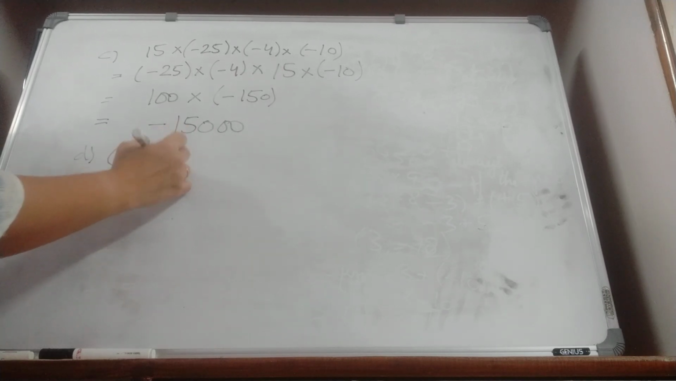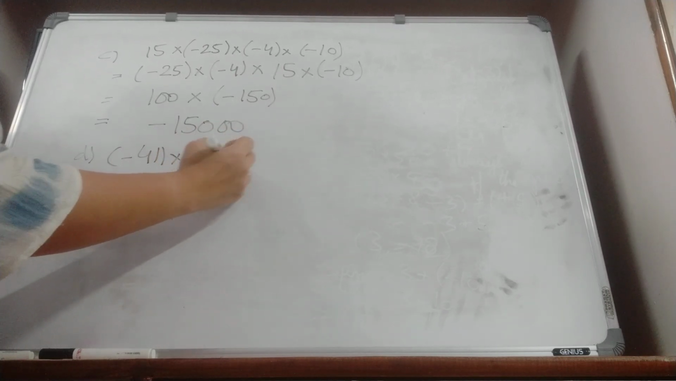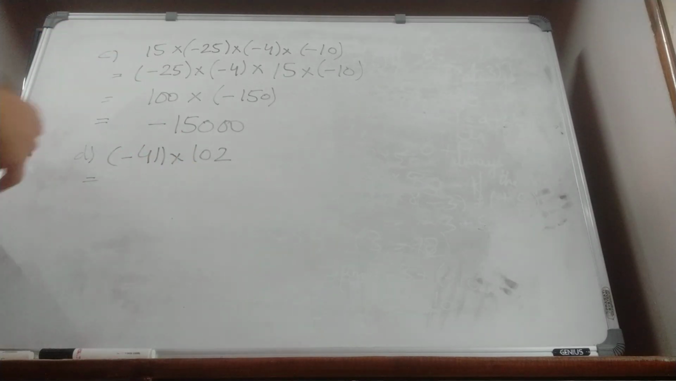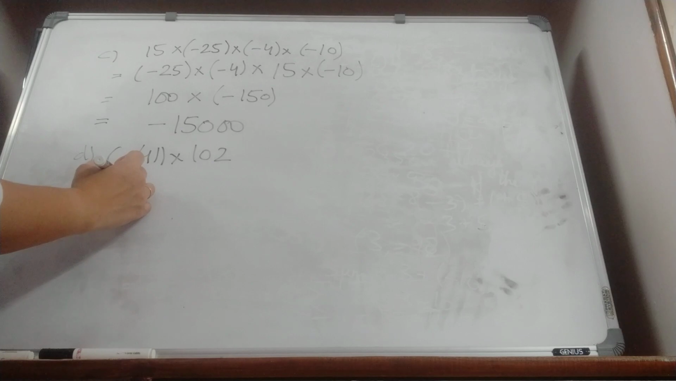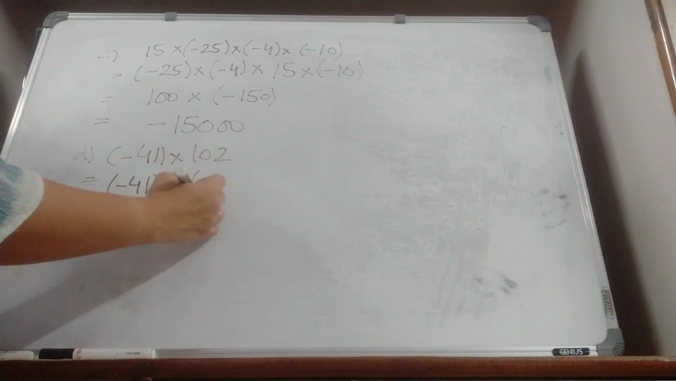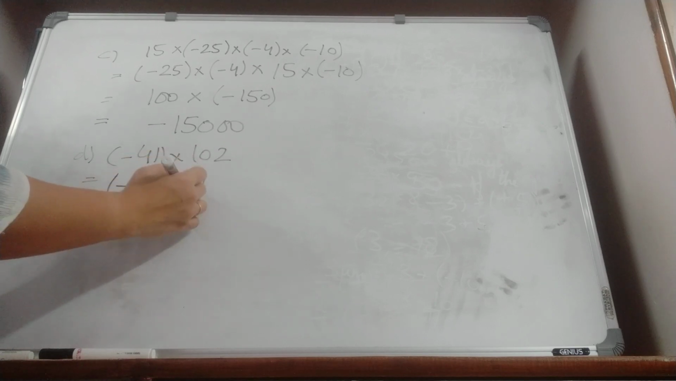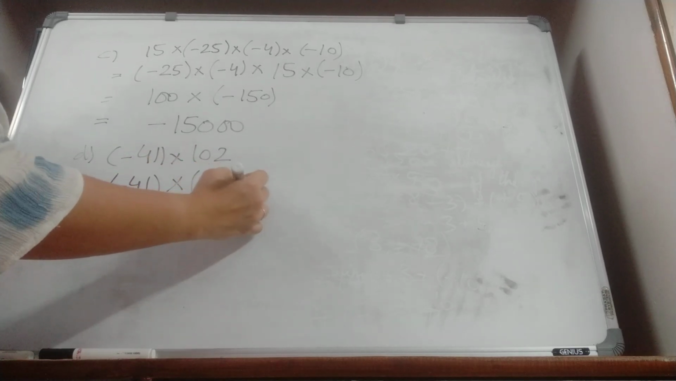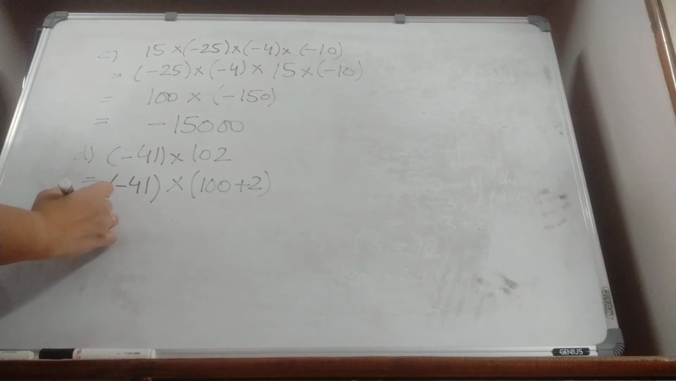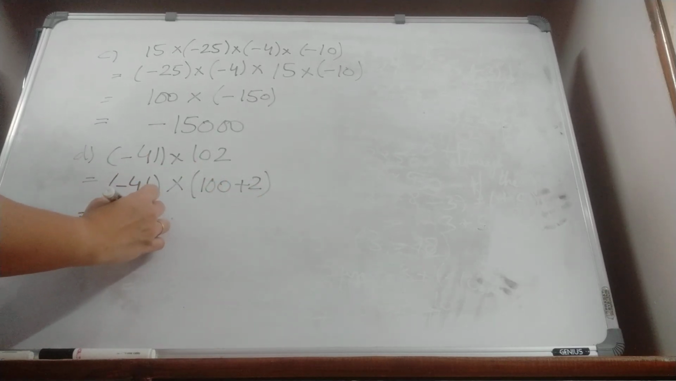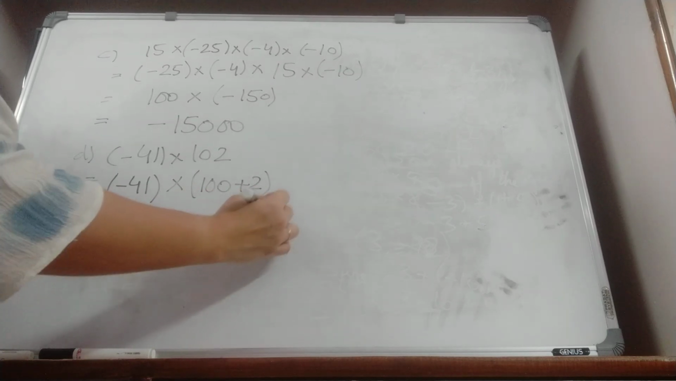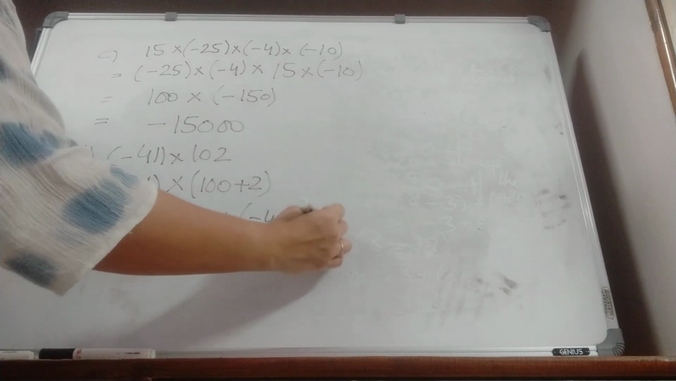Minus 41 into 102. Now this again is the left hand side of my property. We're going to be using that. So we can write 102 as 100 plus 2, because multiplying by 100 is also very easy, multiplying by 2 is also very easy. So we will write minus 41 into 100 plus minus 41 into 2.